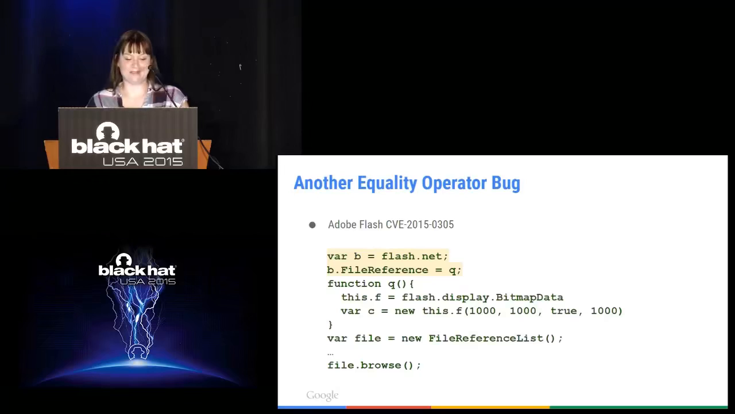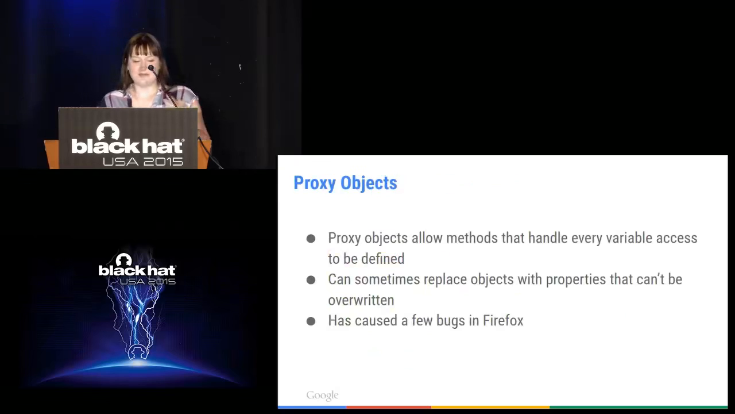And then what this bug does is I create the file reference list, and then I call browse on it. That's the function that brings all the files up on the screen so you can select one. But then when you select one, it tries to create this file reference object to hold the name of the file you selected. But since the constructor has been overridden, it actually creates a bitmap data object. And once again, that's type confusion. The code starts assuming that the object that was created was a file reference object when it was not. So not every ECMAScript implementation supports equality, and not every method supports equality.